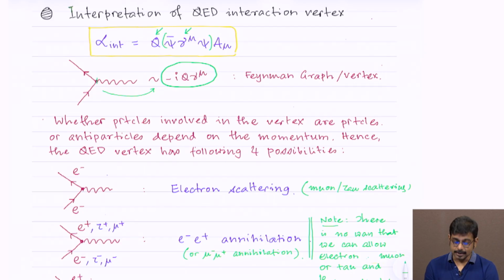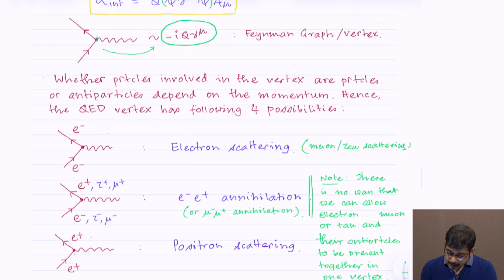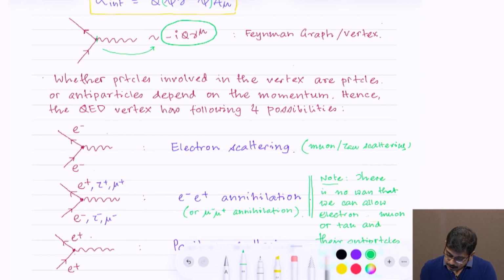The first one is actually the electron scattering. This all depends on how you are drawing the momentum arrow. Suppose in this picture, this is how I identify the fermion line with this arrow, as I have pointed out. This is the vertex and this is the way the photon propagates. Okay.